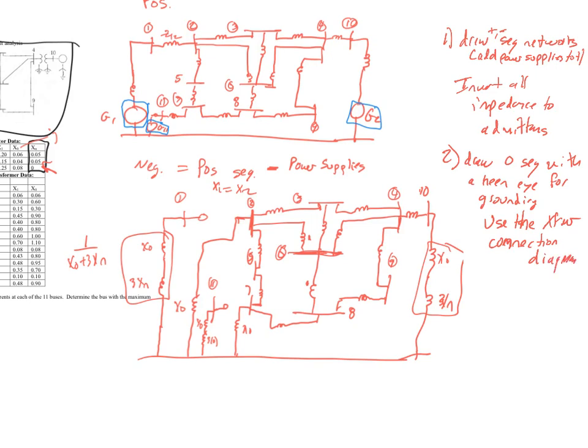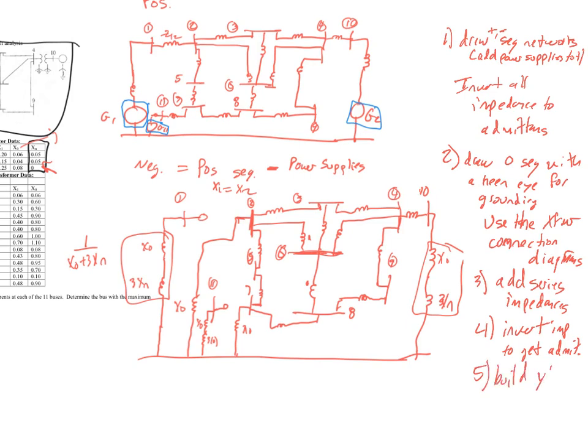This is very important that you use the connection diagrams, because if you don't, you're going to struggle to build these properly. Now at step 3, what we did is we looked at any series impedances and added them together. So add series impedances. And step 4 is to go ahead and invert those impedances to get admittances. And step 5 is we're going to build Y-bus.